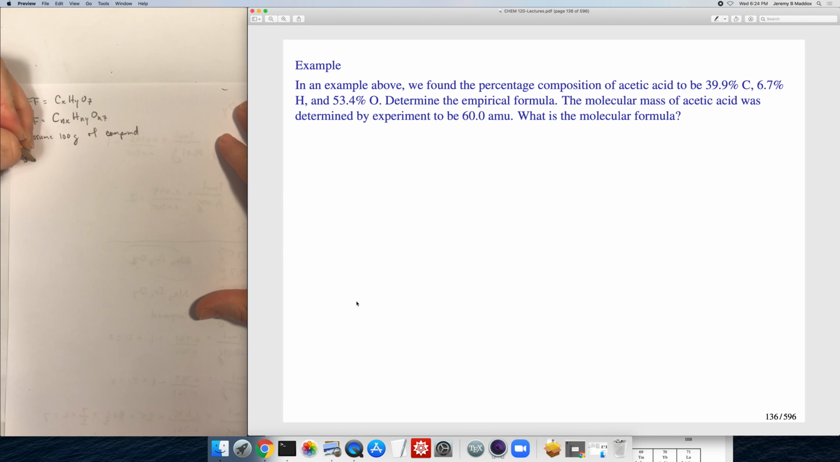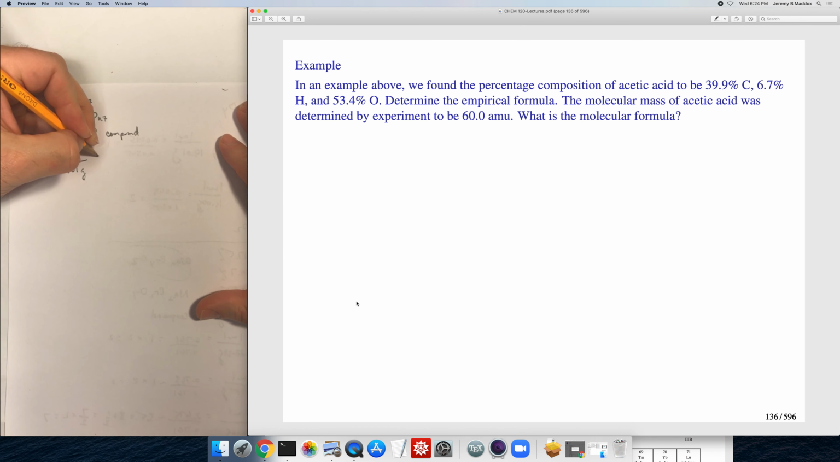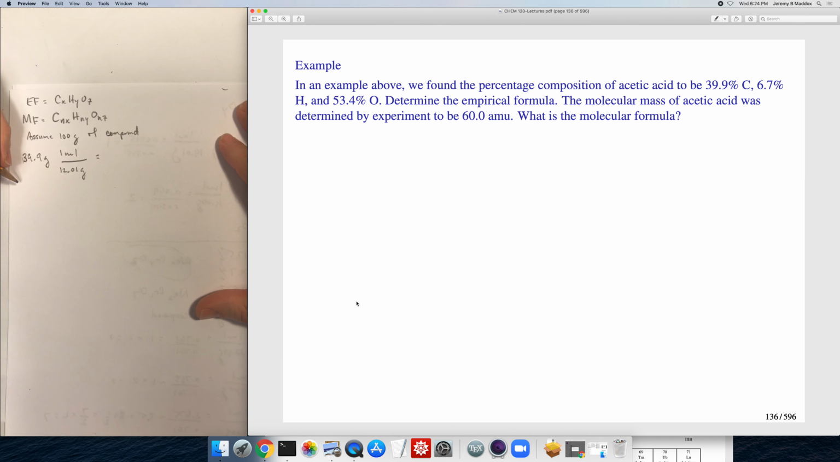So we'll take the 39.9 grams of carbon and we'll divide by the molar mass of carbon. We'll do the same thing for the hydrogen, and likewise for the oxygen. Okay, so I'll do these calculations real quick.